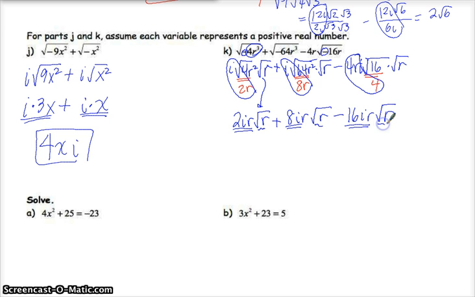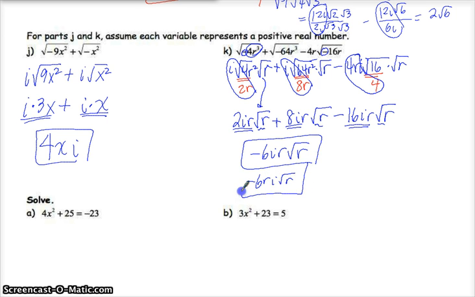So they are completely like terms, so we can combine them. So it's 2 plus 8 minus 16. Well, this is 10. 10 minus 16 is negative 6. And so this is my final answer. It would be negative 6ri root r. So there you have it.